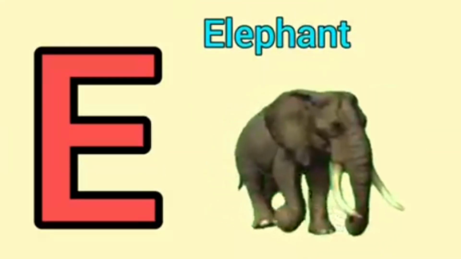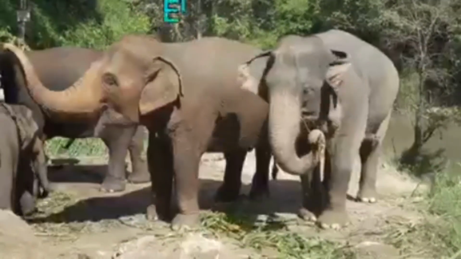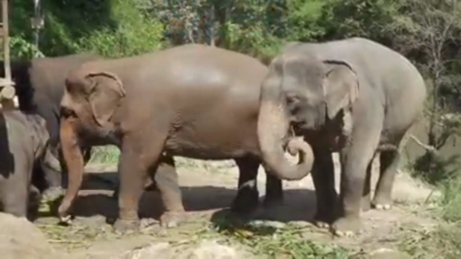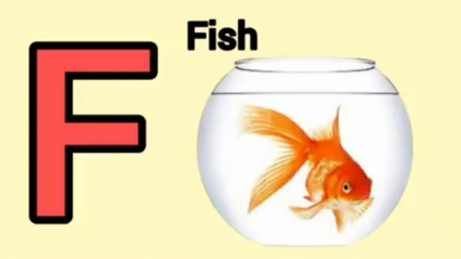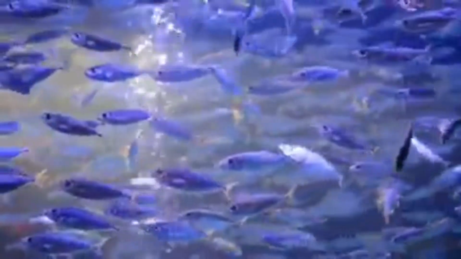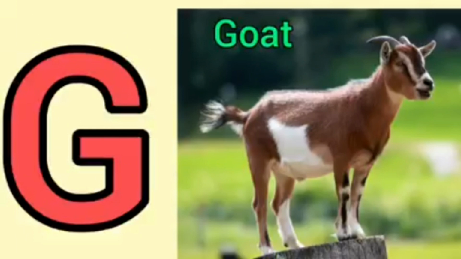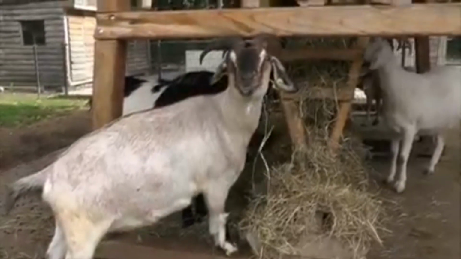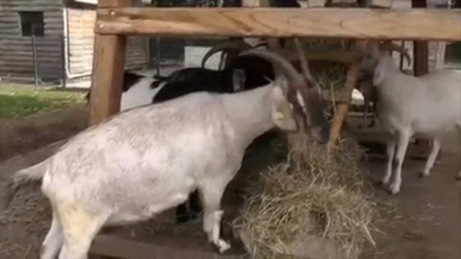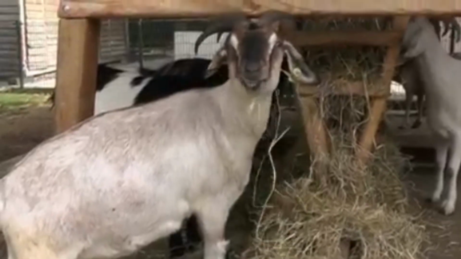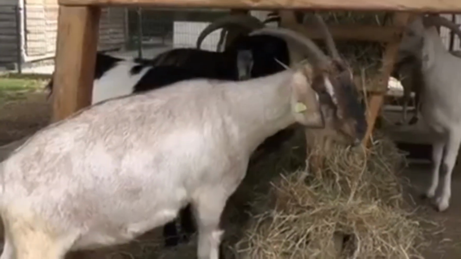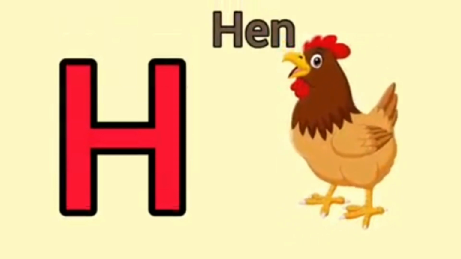E for elephant. Elephant. F for fish. Fish. G for goat. Goat. H for hen.